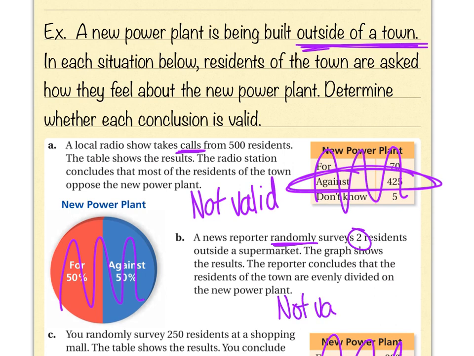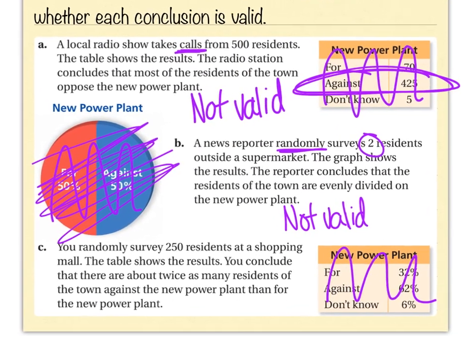You can see the results were 50-50. Well, that's because they only asked 2 people. So one person said they liked it and one person said they didn't. That's not enough information. But again, I'm not even looking at this information. I'm just looking to see how the survey was conducted, and it wasn't conducted very well.